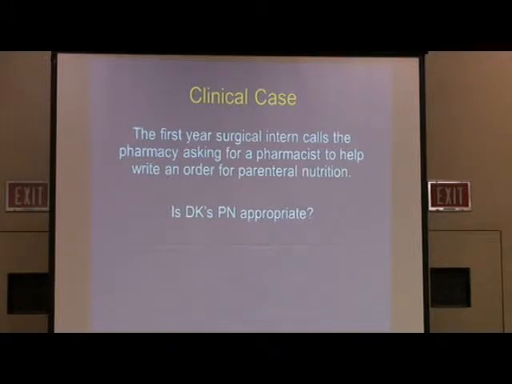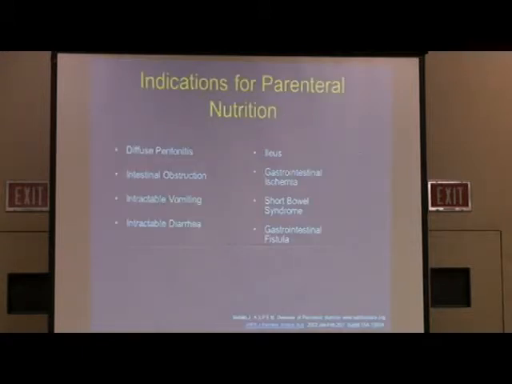So first we want to determine if parenteral nutrition is even appropriate at this point. ASPEN, the American Society of Parenteral and Enteral Nutrition, gives us some good guidelines on when parenteral nutrition is indicated. Diffuse peritonitis is a good indication. A lot of times you get peritonitis from a perforation somewhere in the GI tract, so you're not going to want to feed someone who has a perforation somewhere along the GI tract.